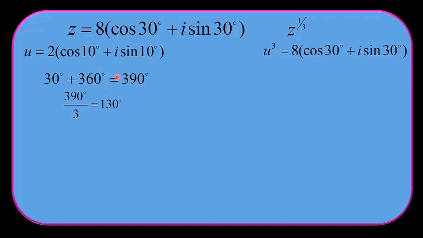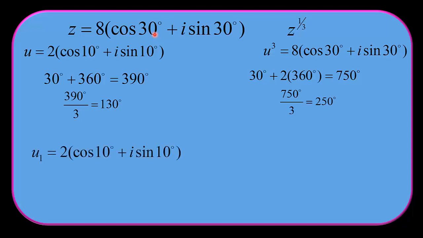Let's find another one. Let's find another coterminal angle by adding 2 times 360. So I got 30 plus 720 is 750, and then we'll divide that by 3. Because see, the idea is we're going to multiply by 3, and we want to get back this coterminal angle. So if I multiply 250 by 3, I'll get 750, which is what we wanted, an angle coterminal to 30.